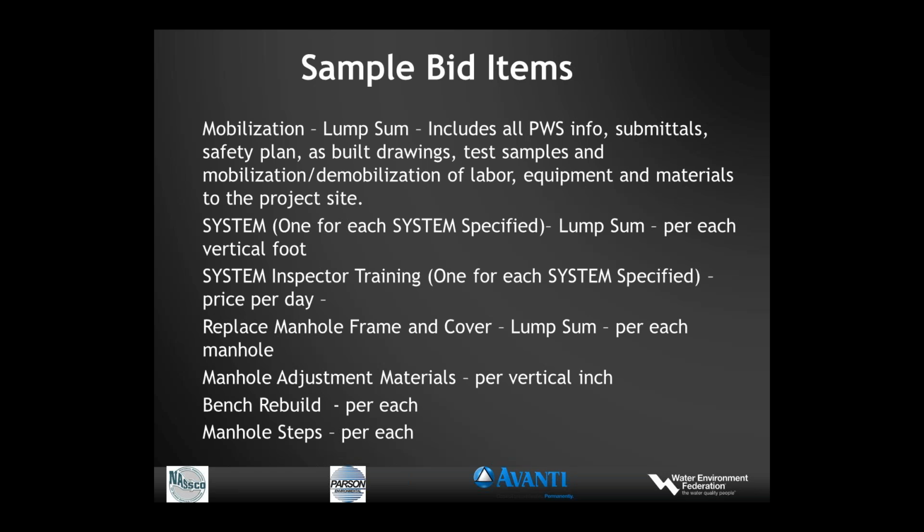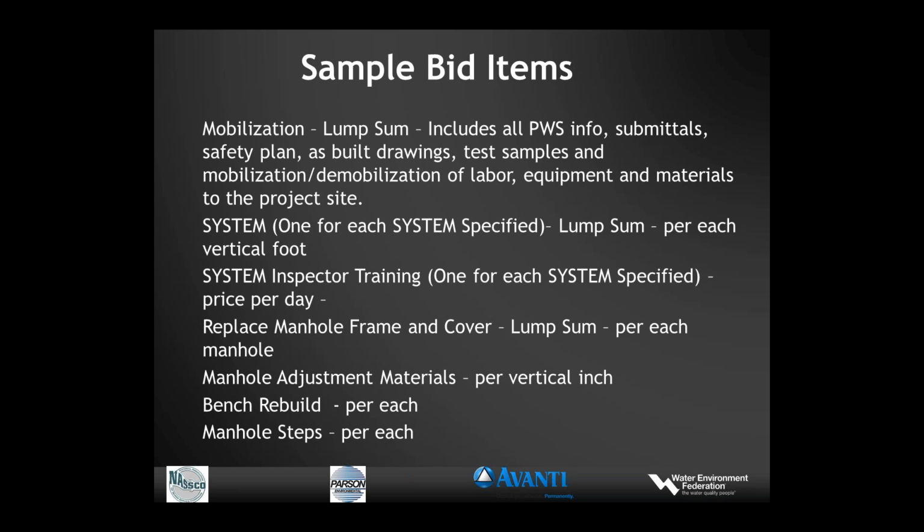different lump sum items for vertical foot. Your typical system installation is typically a price per vertical foot. That's common in the industry. So in other words, if you have a 4-foot diameter manhole, 18 feet deep, the price would usually come in terms of so much per vertical foot of installing the product.